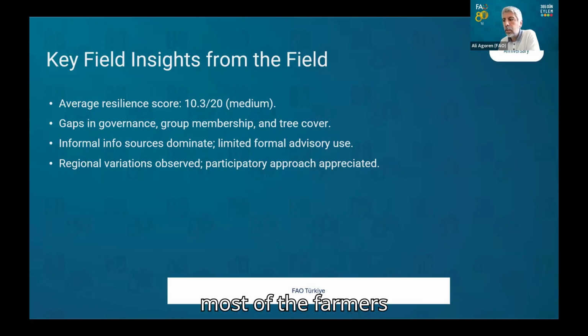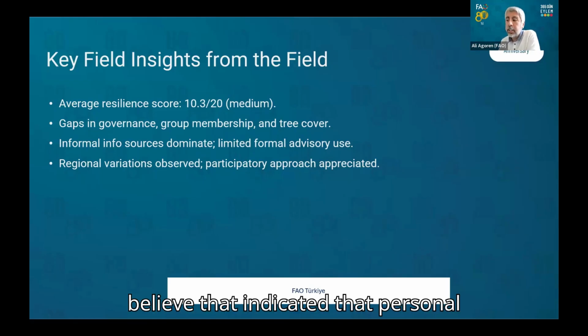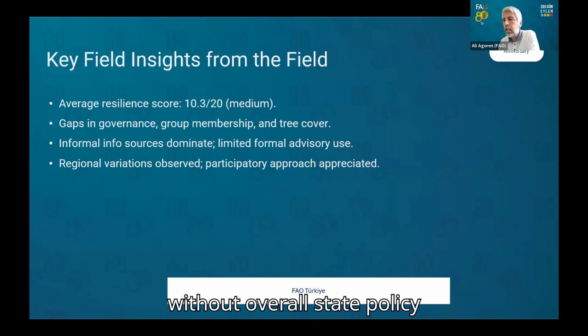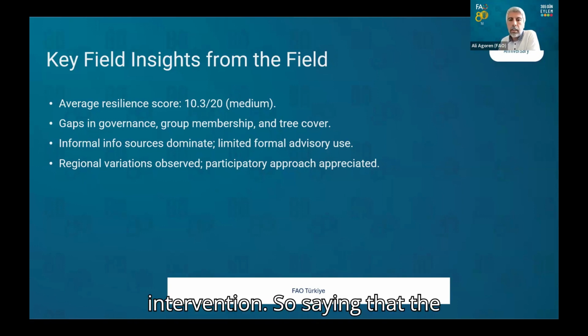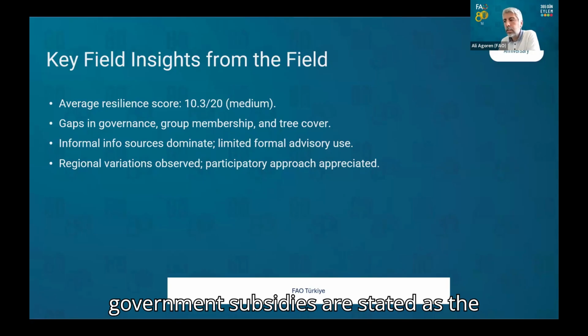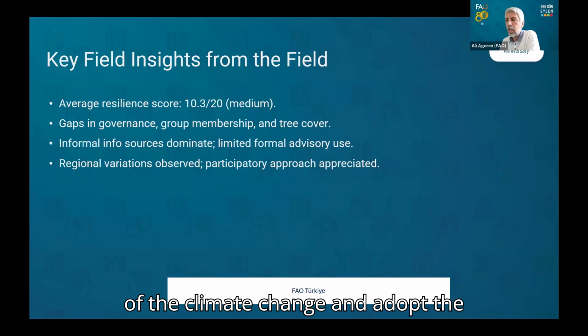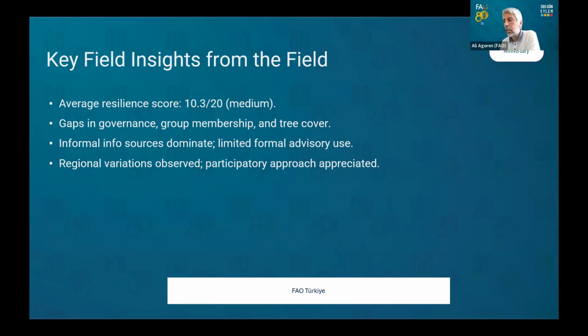And most of the farmers indicated that personal actions cannot change the situation without overall state policy and intervention. So they said that government subsidies are the most important tool to tackle the impacts of climate change and adopt climate friendly production methods.